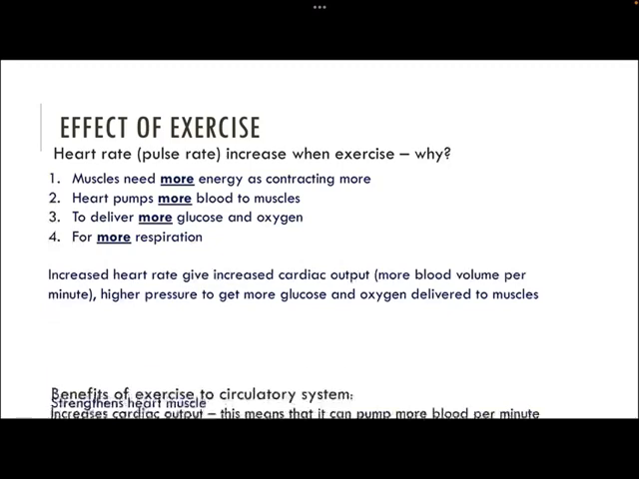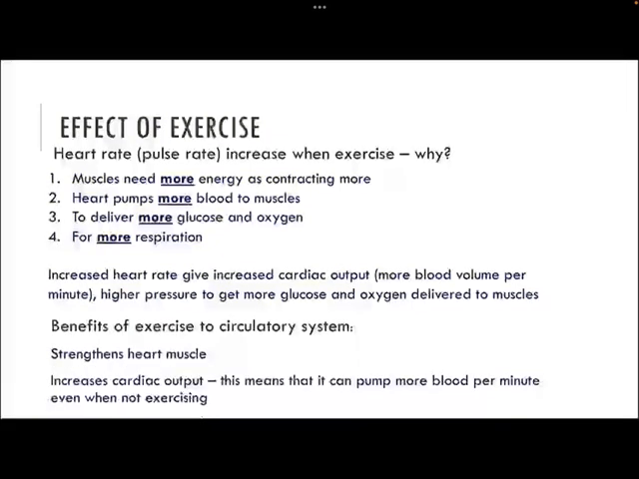The benefits of exercise to the circulatory system are that it strengthens the heart muscle and it increases cardiac output so that more blood can be pumped per minute even when you're not exercising.